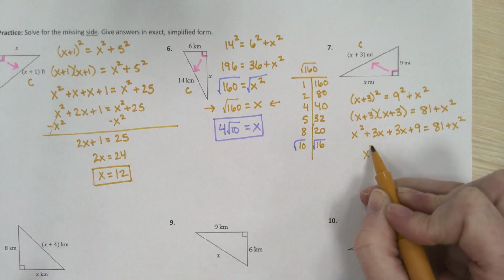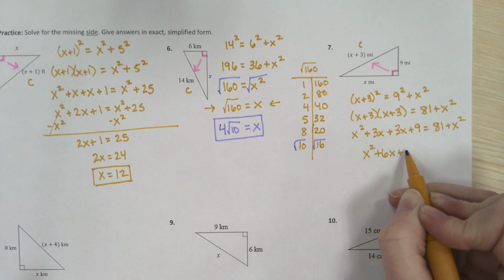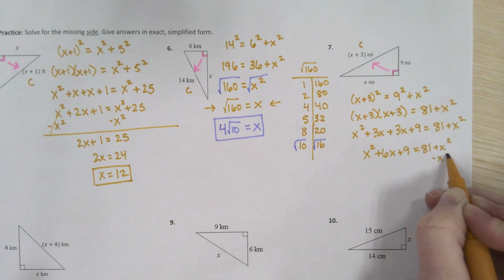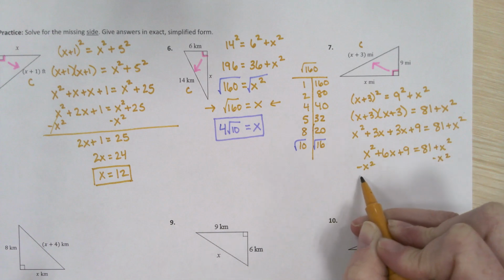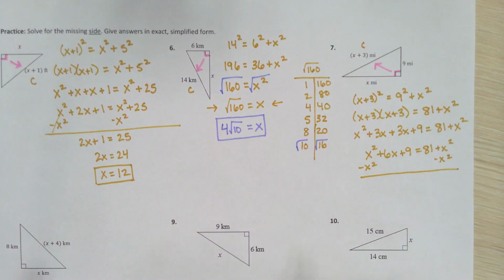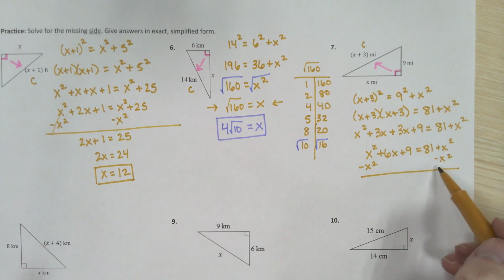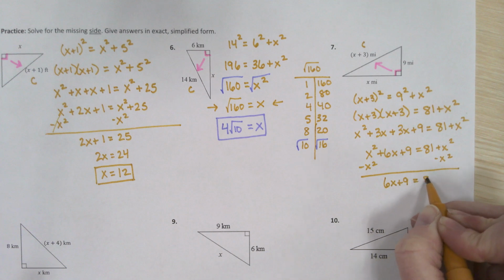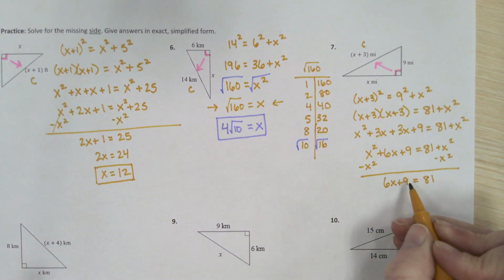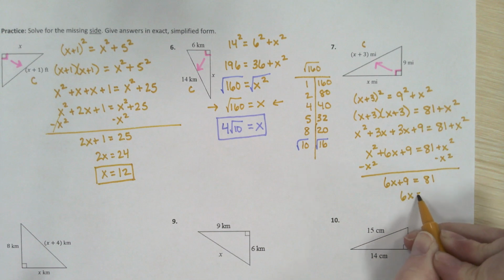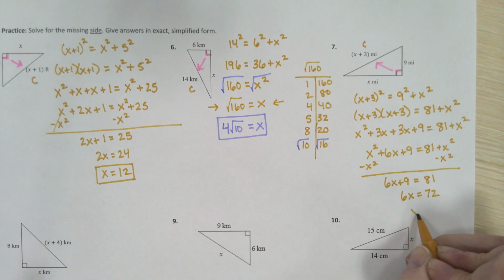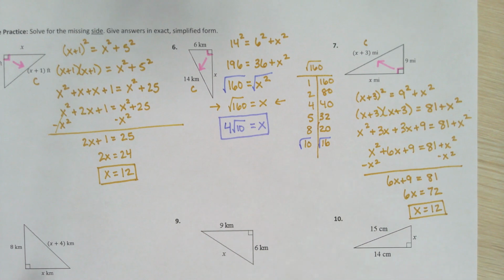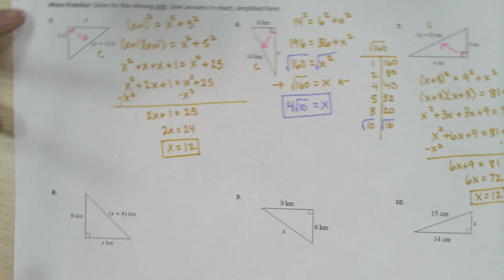Combine those like terms, and just like the last two times, when I try to move that x squared term to make sure all the like terms are together on the same side, they make 0 on both sides. So we're left with 6x plus 9 equal to 81. Subtracting 9 is going to give us 6x equals 72, and x is 12. No square roots, so we don't need to simplify in that problem.